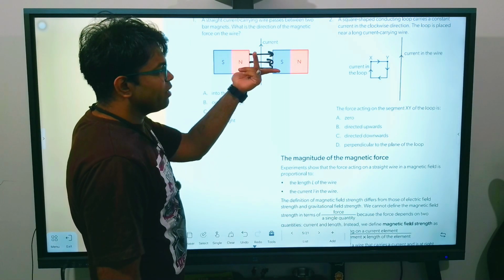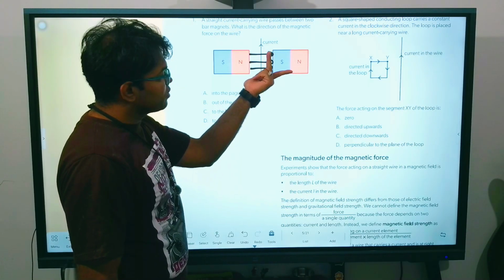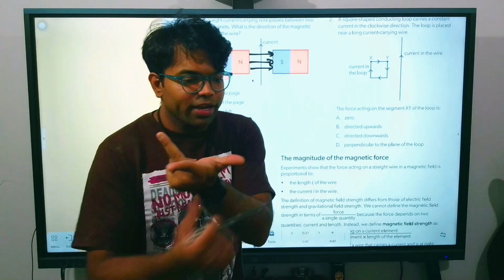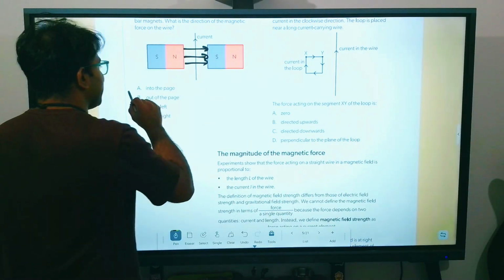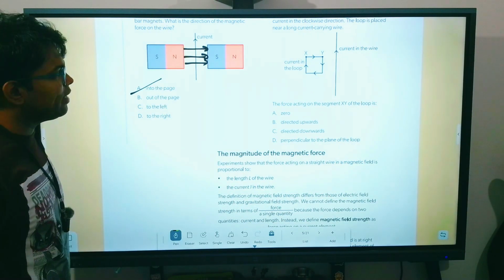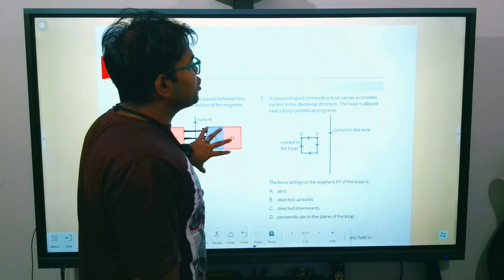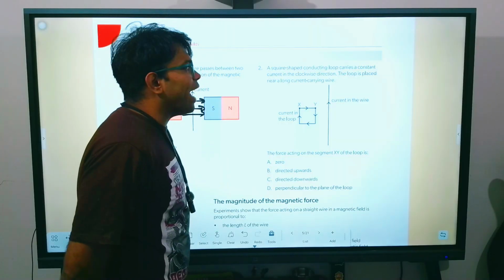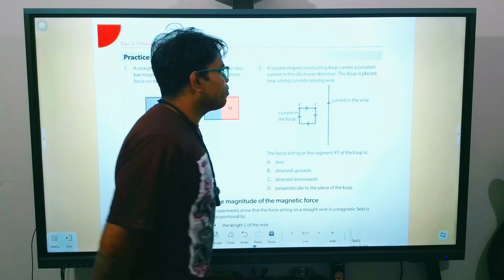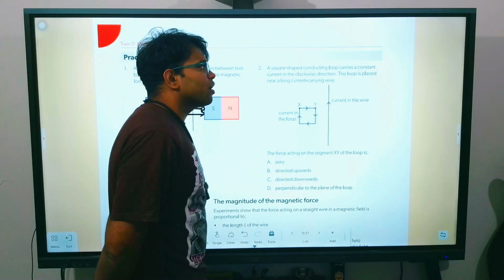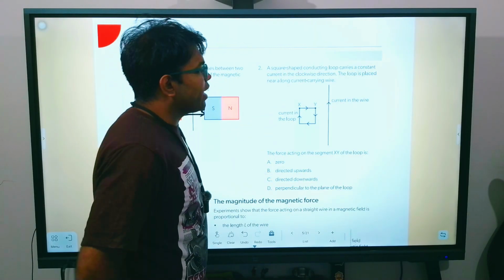See, magnetic field pointed by the index finger, current going upwards. So the thumb is pointing where? The thumb is pointing inwards. Okay? So into the page. Clear? Next question. A square shaped conducting loop carries a constant current in the clockwise direction. The loop is placed near a long current carrying conductor.